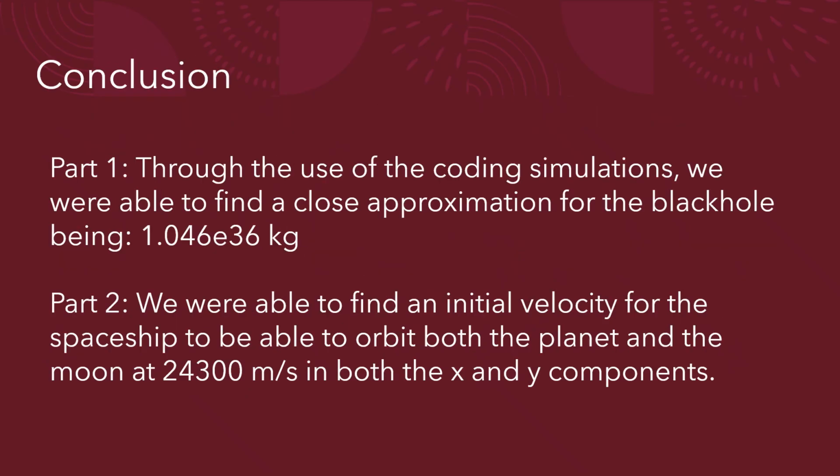To conclude our findings, in part 1, we were able to use the coding simulations to find a close approximation for the black hole being 1.046e36 kilograms. And in part 2, we were able to find an initial velocity for the spaceship to be able to orbit both the planet and the moon indefinitely at 24,300 meters per second in both the x and y components.